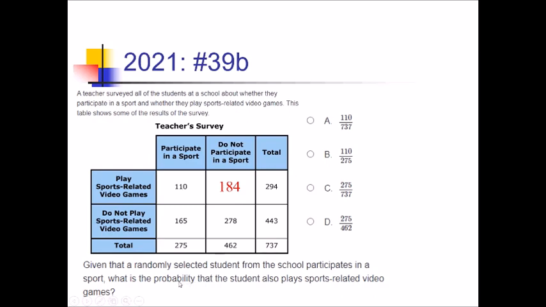So we have a numerator and denominator for our probability. The denominator is going to be the total number of students who actually play a sport, so 275. The numerator is just going to be the ones out of that 275 that also play video games, which in this case is 110. We could reduce this. However, looking at the answer choices, there's already an answer choice that's this number, so we're just going to pick choice B.